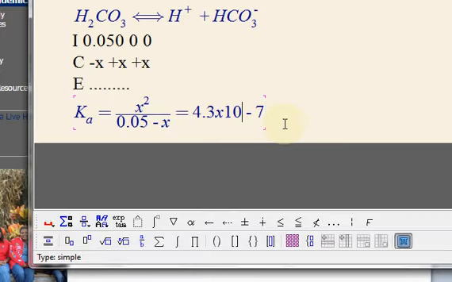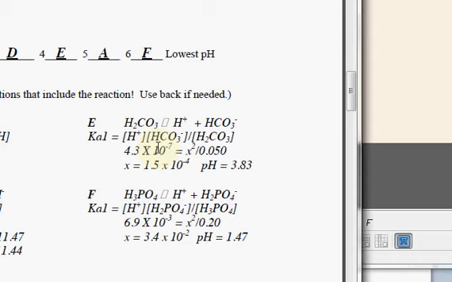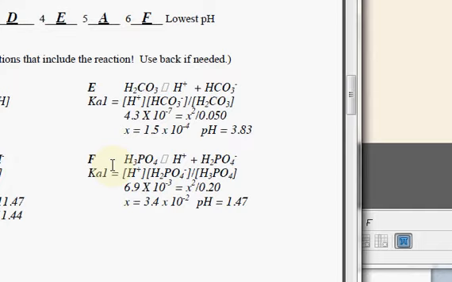Let's put it in. Times 10 to the negative 7. And you do the math, and the rest is the same. I'm not going to show it. F, same thing. Ka1, first hydrogen loss. Okay, done.